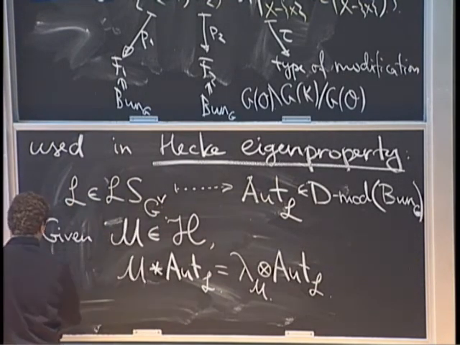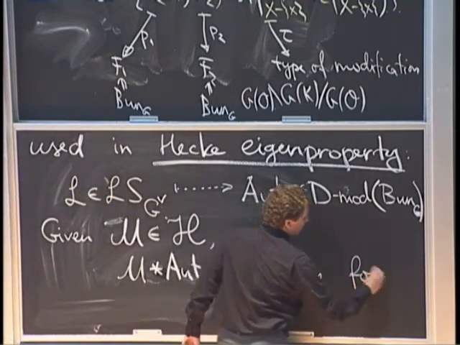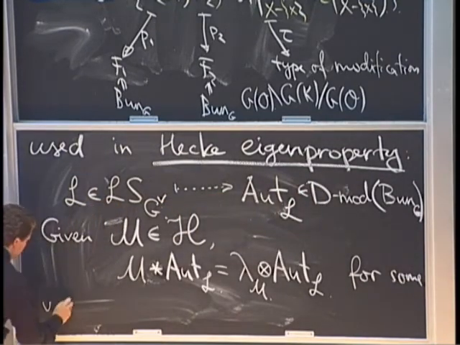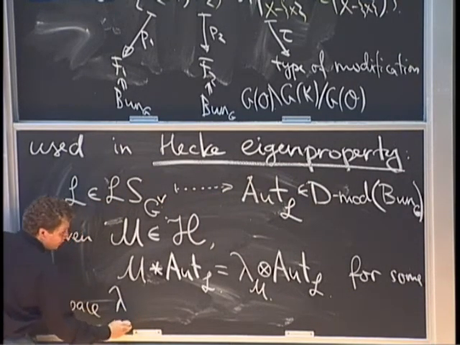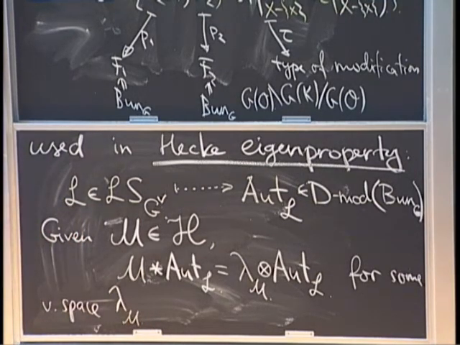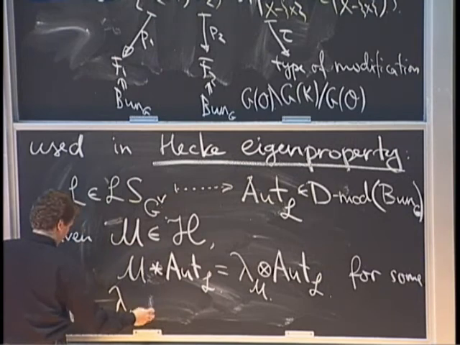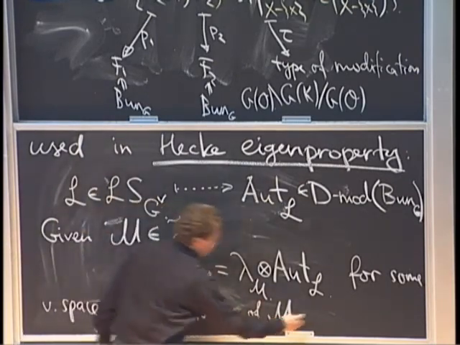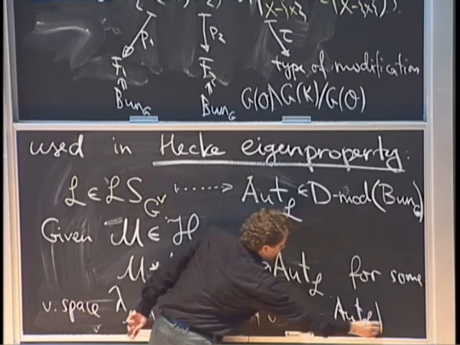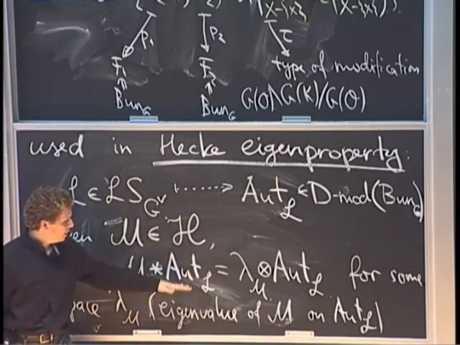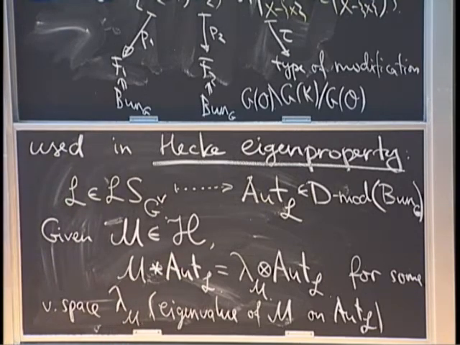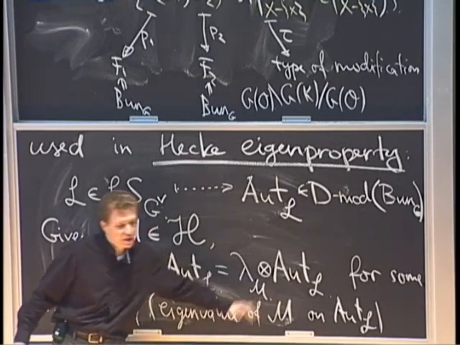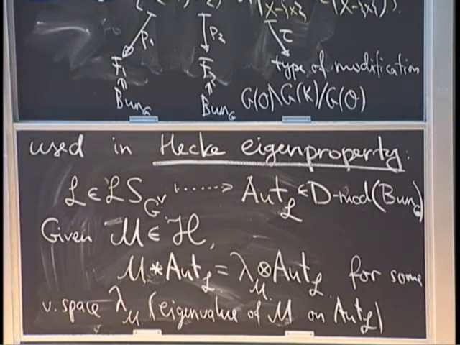So we're supposed to have this for some vector space lambda M, which plays the role of eigenvalue. So we now got to the point where the eigenvalue is a vector space. Yes. So this is the eigenvalue of M on this. Now, this line just says that we want to construct an eigenvector. To normalize the correspondence, I need to tell you what this eigenvalue must be, and the answer should depend on everything on the board, that is to say, on M and L.